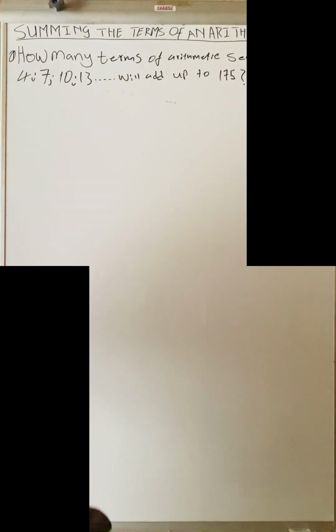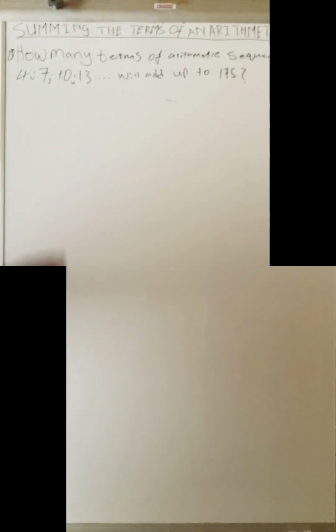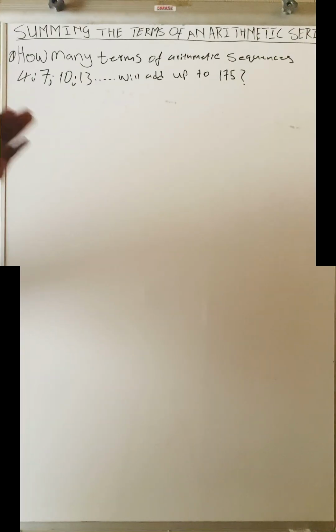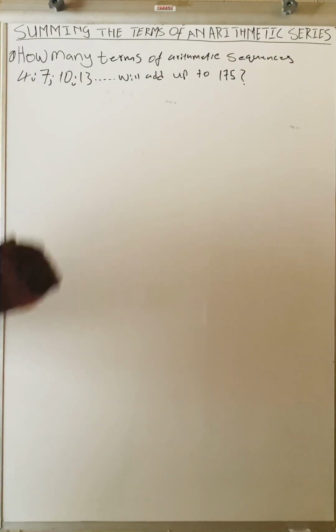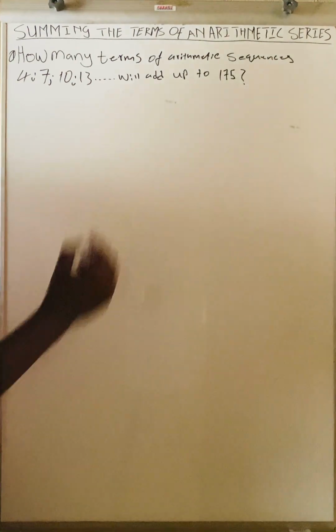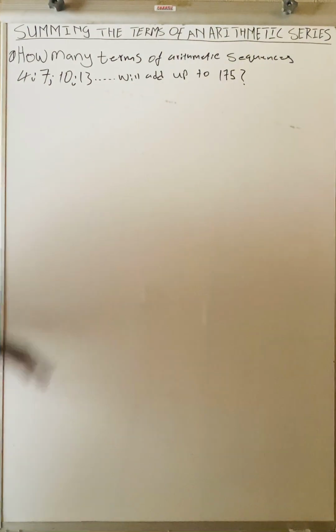Here we have a question. It says, how many terms of the arithmetic sequence 4, 7, 10, 13 add up to 175? Be careful, guys. They say add up, it means this is the sum. We will use the formula for calculating the sum to find the number of terms, so we will calculate n. Let's do it.